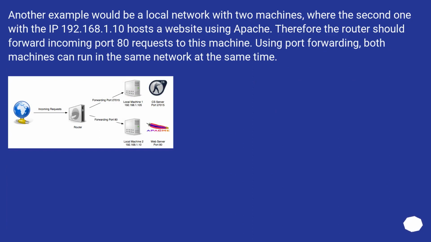Another example would be a local network with two machines, where the second one with the IP 192.168.1.10 hosts a website using Apache. Therefore, the router should forward incoming port 80 requests to this machine. Using port forwarding, both machines can run in the same network at the same time.